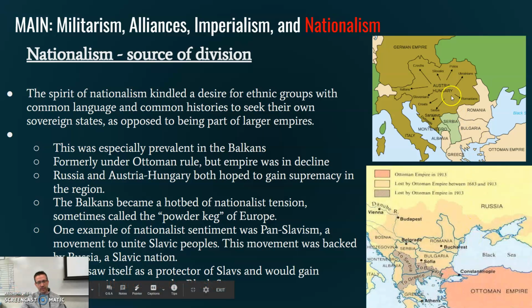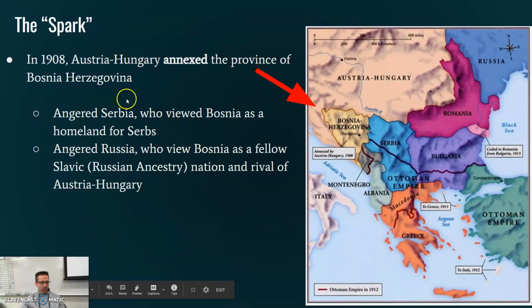And Austria-Hungary didn't like that. They were not allies with Russia. So the spark was when Austria-Hungary annexed Bosnia-Herzegovina, right here, in 1908. Now this is leading up to the spark, maybe this is the fuse. They annexed it, and already these people wanted independence after the Ottoman Empire, and they didn't want to be part of Austria-Hungary.